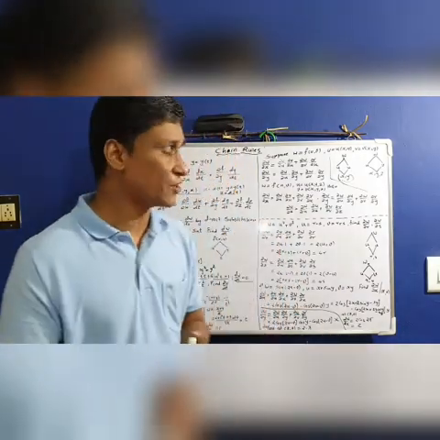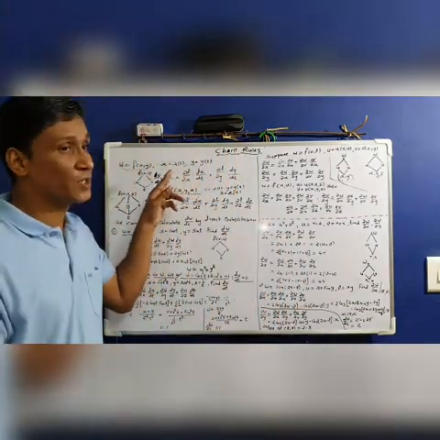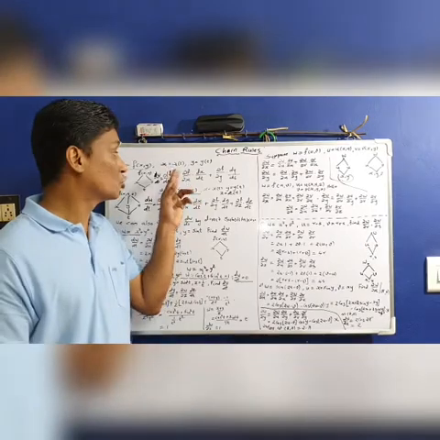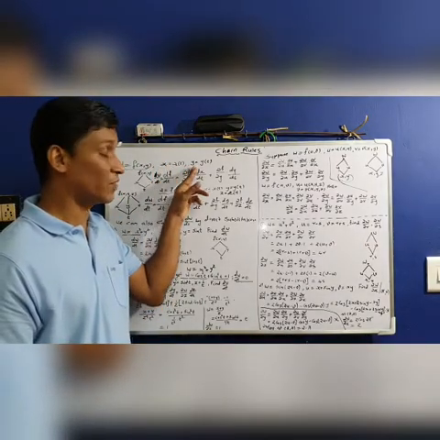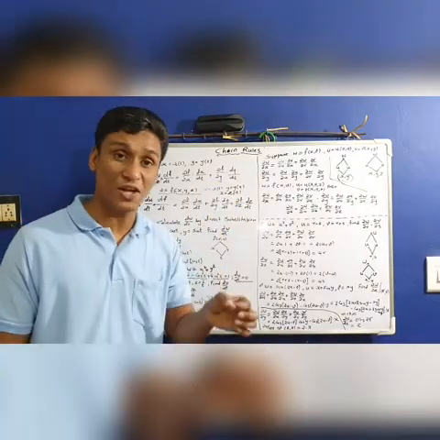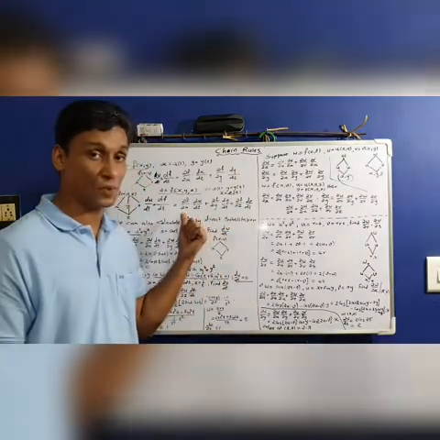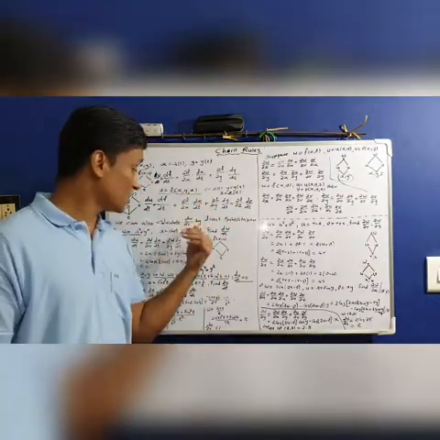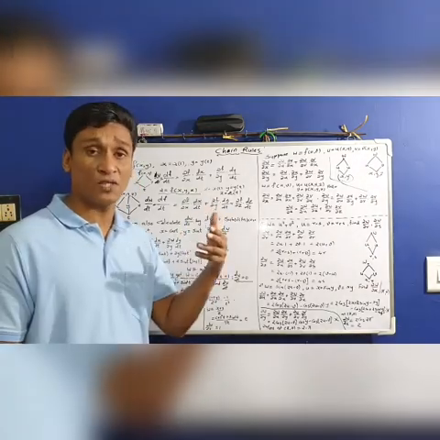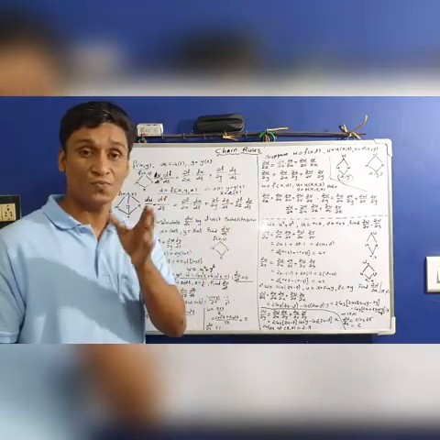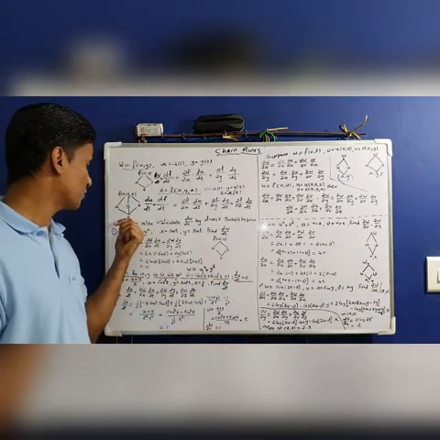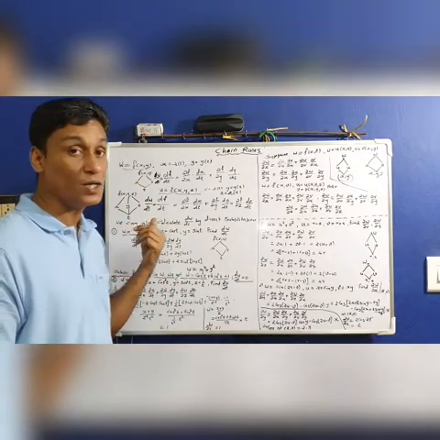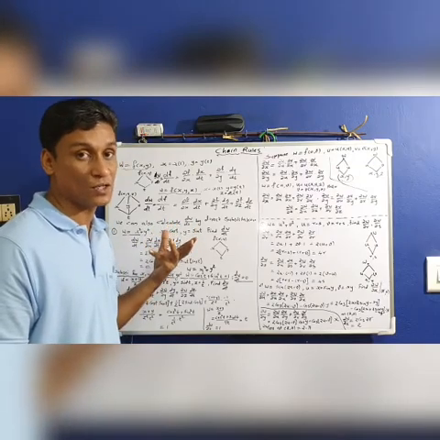So, just a revision. In the first case, W was a function of two variables x and y, and x and y were functions of a single variable t. So, we got the first formula. Now, in this one, W was a function of three variables x, y, z, and x, y, z all were functions of a single variable t. Again, you got the formula for total derivative using chain rule.